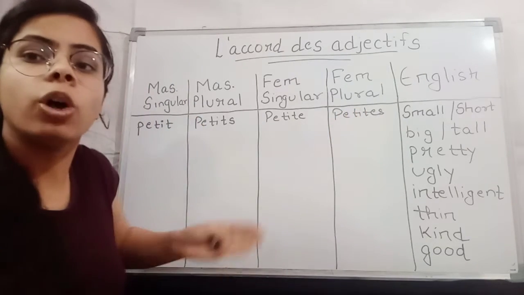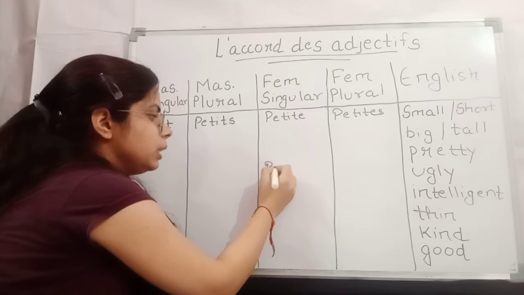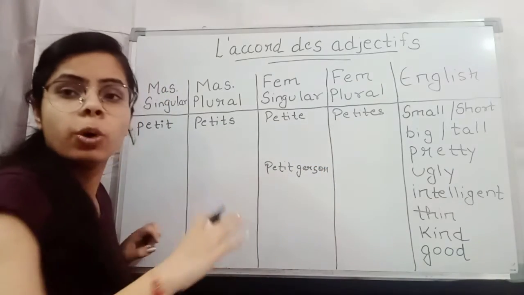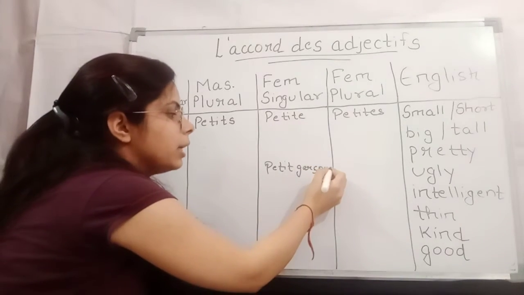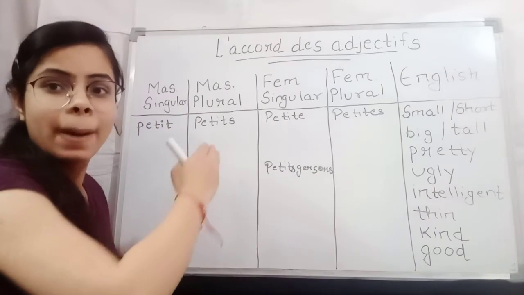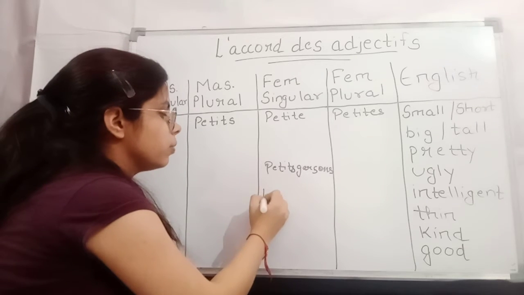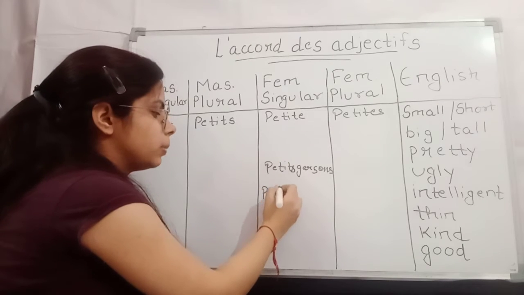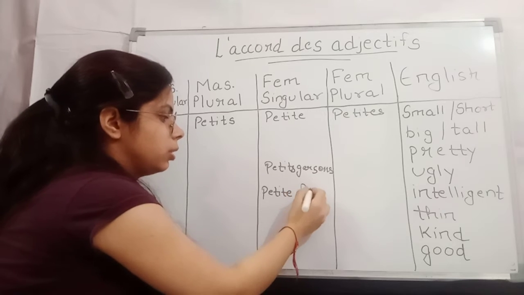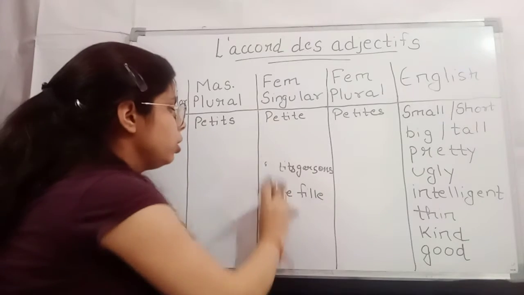If we have to say small boy, we will use this. Like small boy, petit garçon. Okay, and if the boys are plural, then we have to add s here because the boys are plural, and we have to add s here also. Petits garçons. And if we have to talk about the girl, then we will use this one, feminine one. Petite fille. This is the rule.